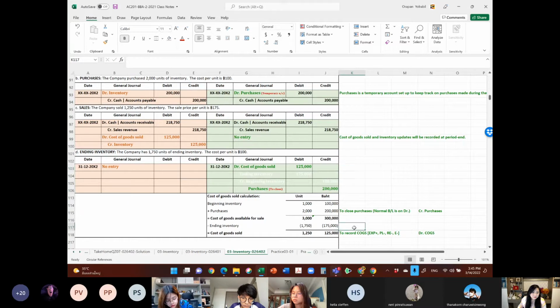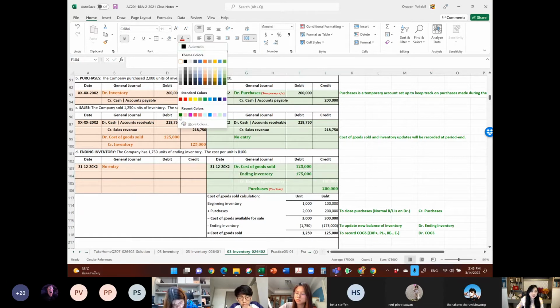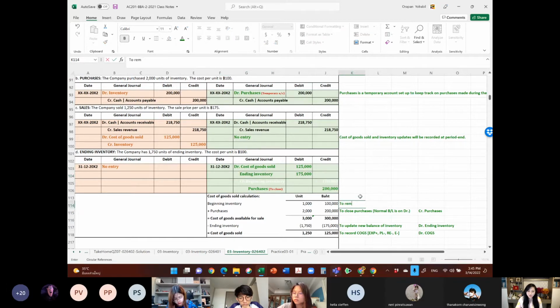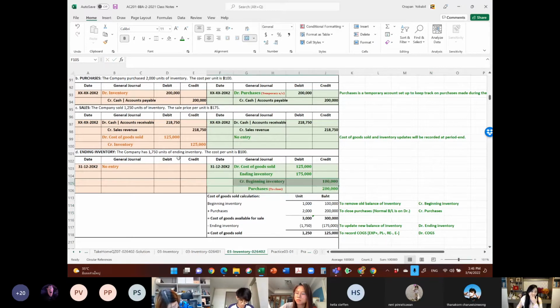Now, the ending inventory, this is to update the new balance. If you want to update the new balance of inventory, you have to record debit to the ending inventory. Now this is to update the balance. And then for the beginning inventory, this is to remove the old balance. So if you want to remove it, you have to record debit to the beginning inventory.